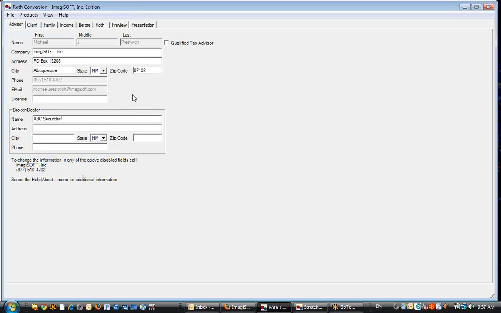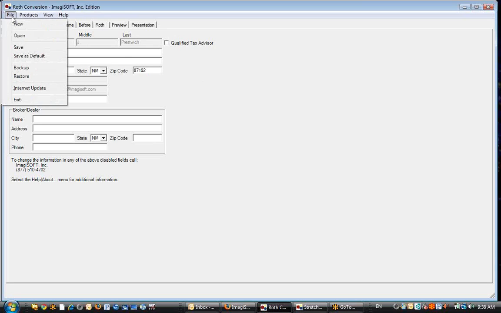Now, about 1/3 of the people who buy our software are CPAs or other qualified tax advisors. If that's what you are, then you click this right here, and it'll take off all of the places in the notes where it says I do not give tax advice. Obviously, qualified tax advisors do give tax advice, so that's what that would be there.